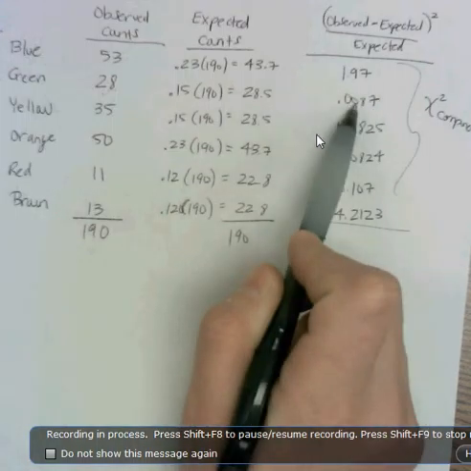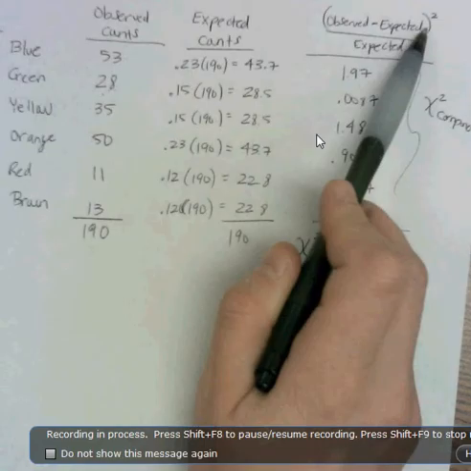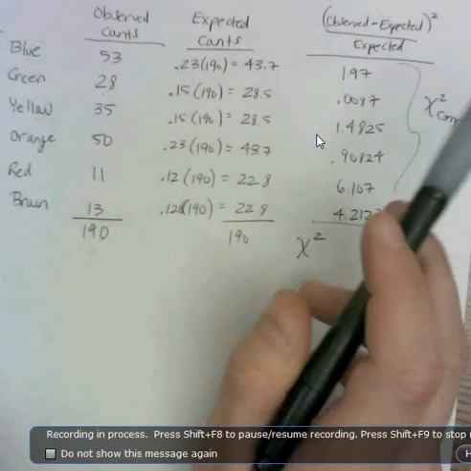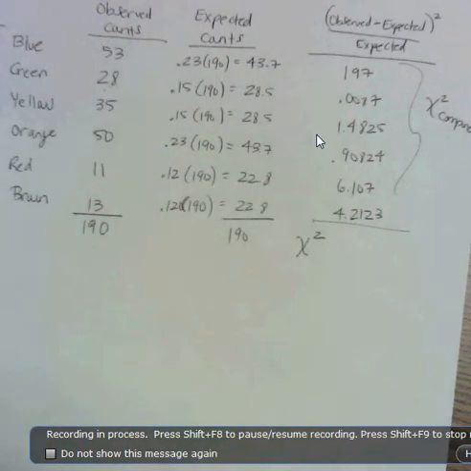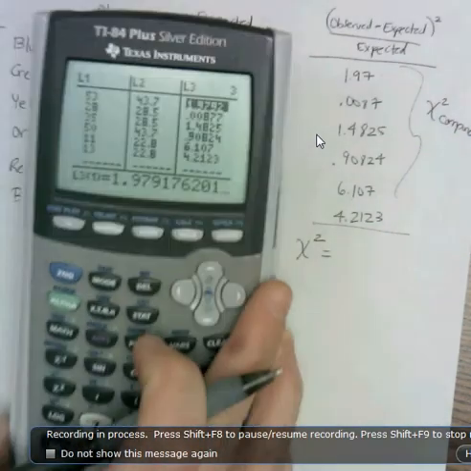Notice how that's really close to 0, because if you took 28 minus 28 squared divided by 28, you're going to get 0. So the ones that are showing the biggest difference are the red and the brown. And so those are contributing most to the chi-square statistic. The chi-square statistic comes from adding all of these up. So let me show you how to do that in your calculator.